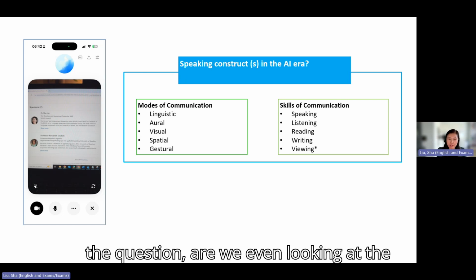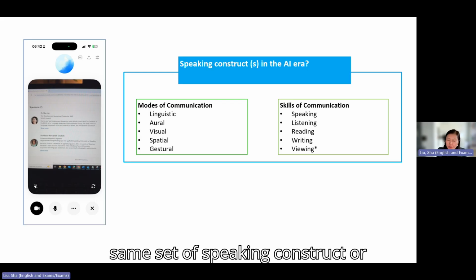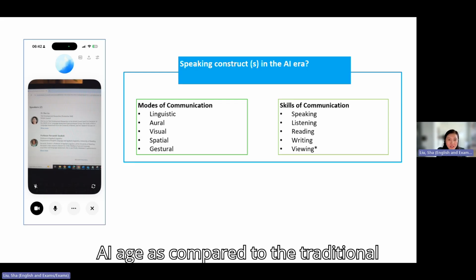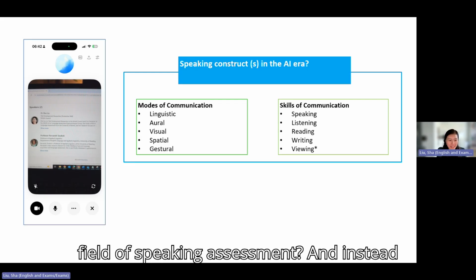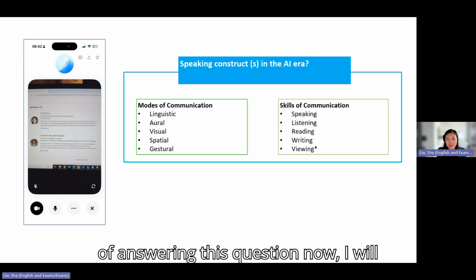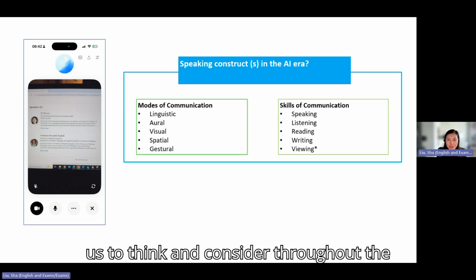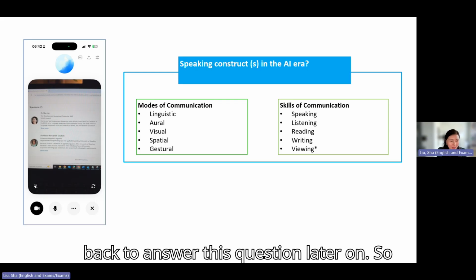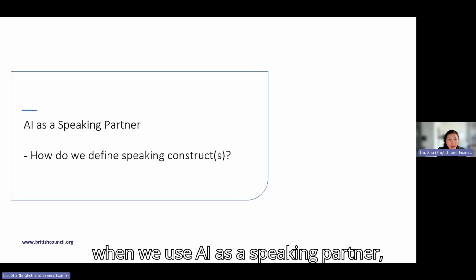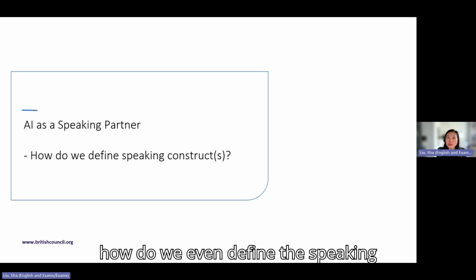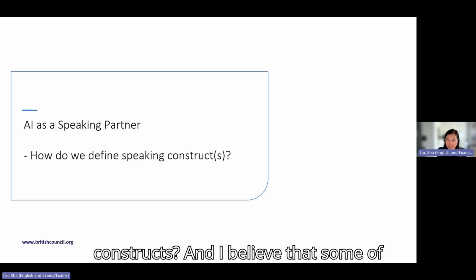So that brings to the question, are we even looking at the same set of speaking construct or constructs in the AI era, in the AI age, as compared to the traditional field of speaking assessment? Instead of answering this question now, I will leave it as a question for us to think and consider throughout the whole session. I promise I will come back to answer this question later on. So when we use AI as a speaking partner, how do we even define the speaking constructs?